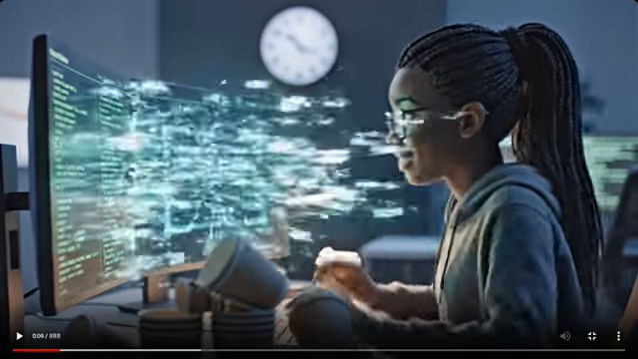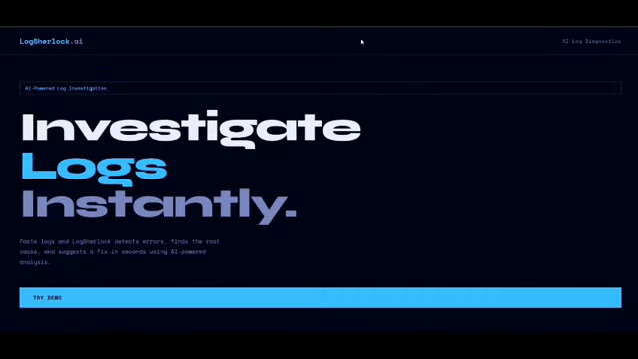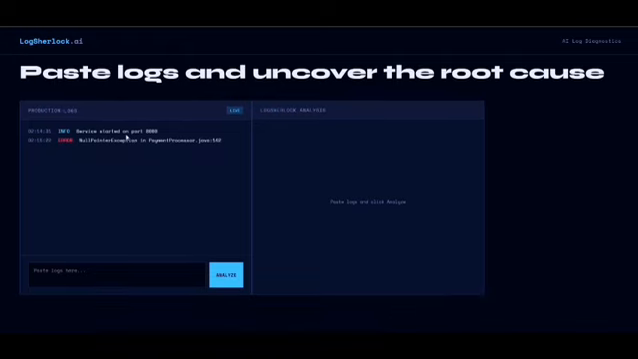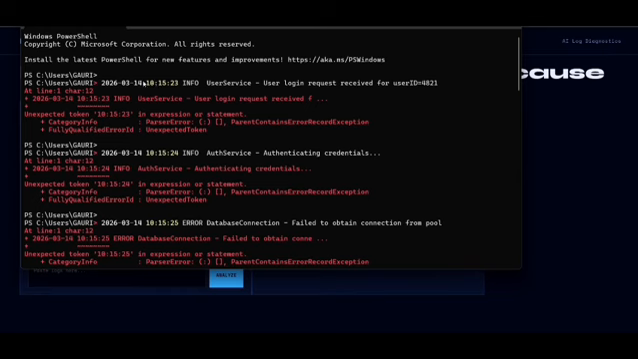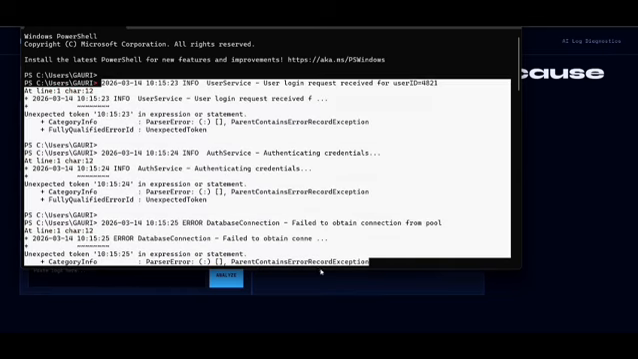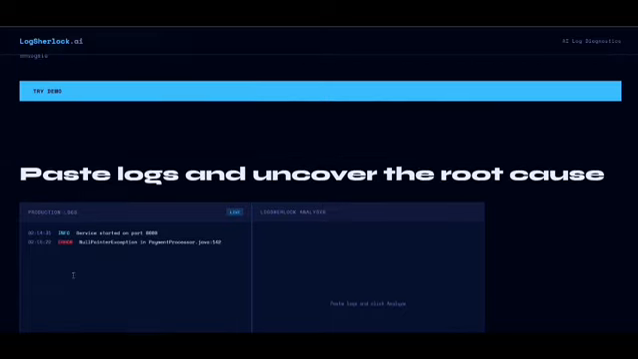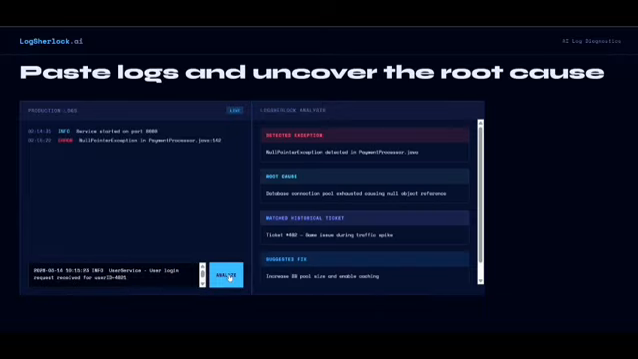This is where LogSherlock comes in. LogSherlock is an AI-powered log analysis assistant that automatically detects errors, finds the root cause, and suggests fixes within seconds. Let's see it in action. Here, we paste production logs containing a stack trace and error message. Once we click Analyze, LogSherlock performs 4 intelligent steps.